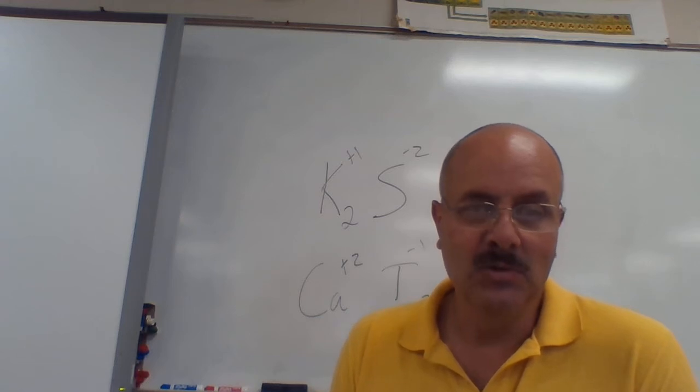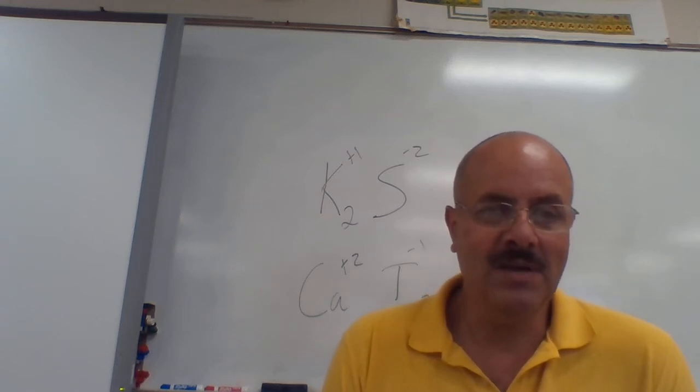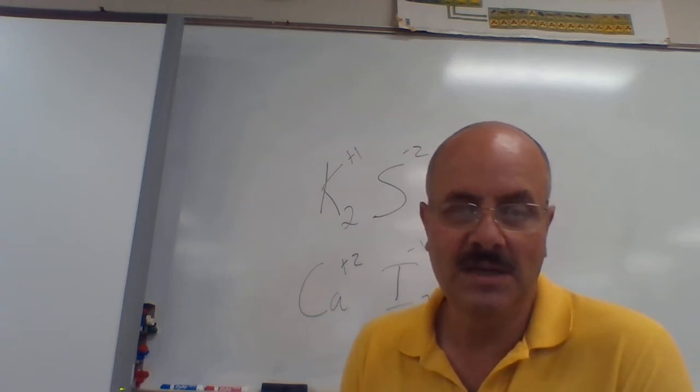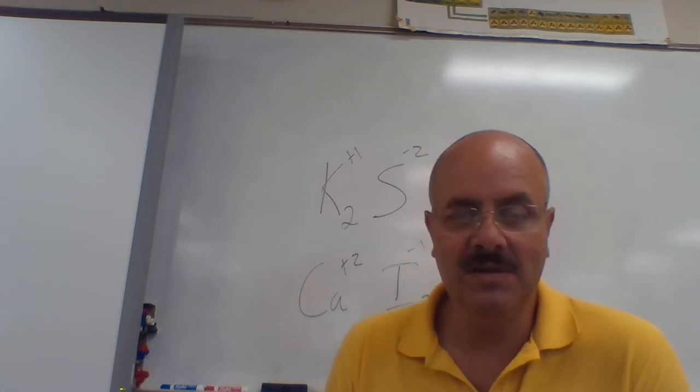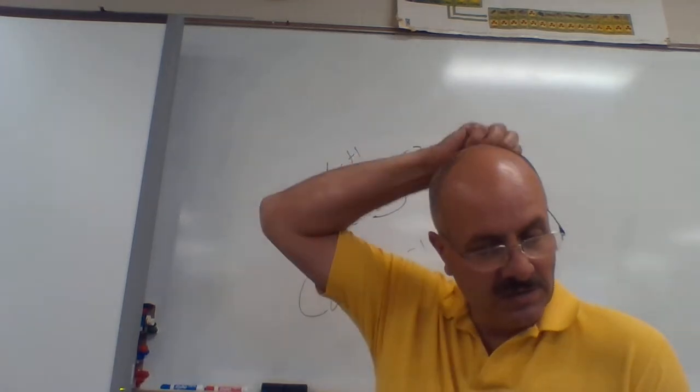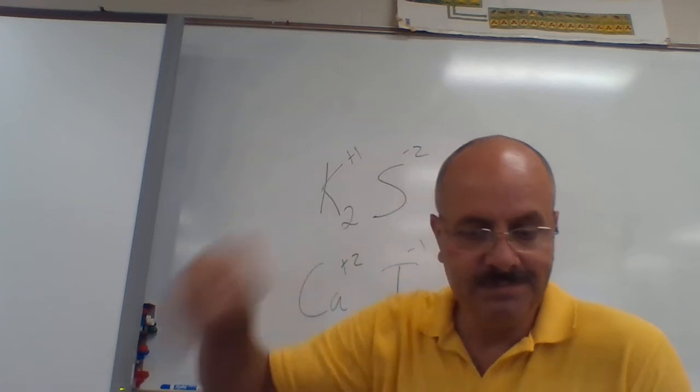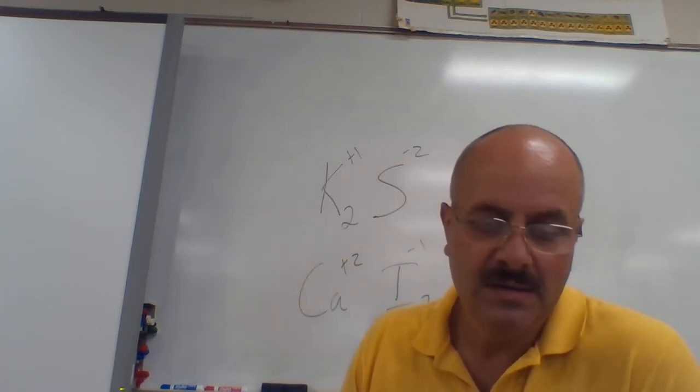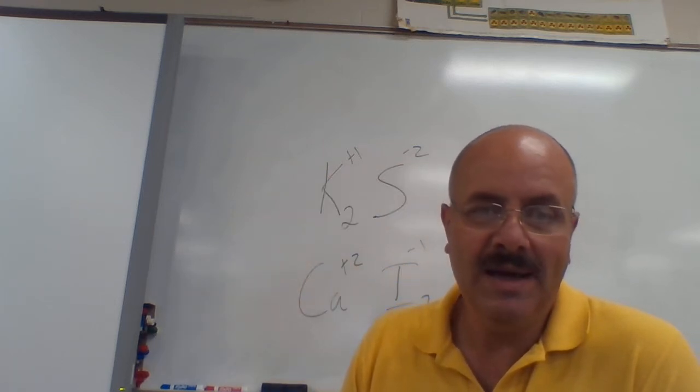Letter B, you got Cu2Se. First element's copper. Second one is selenium. It ends in ium, so it changes to ide. So this becomes copper selenide. Letter C, FeS.